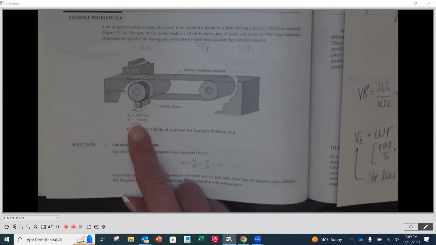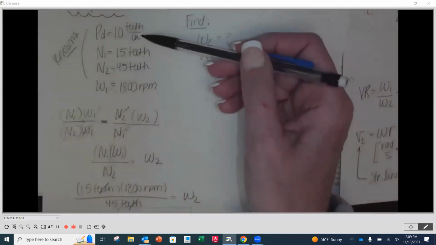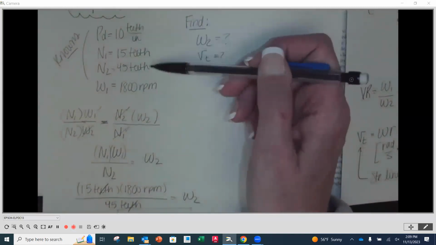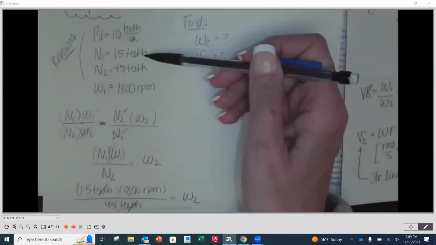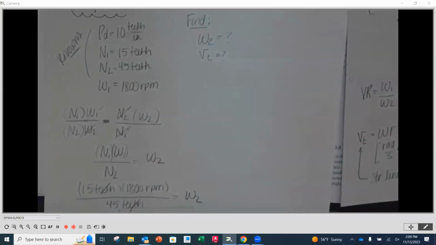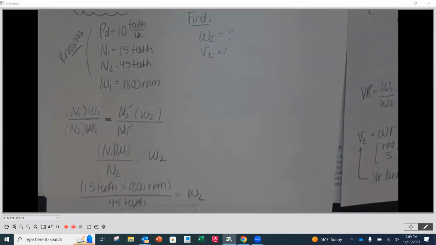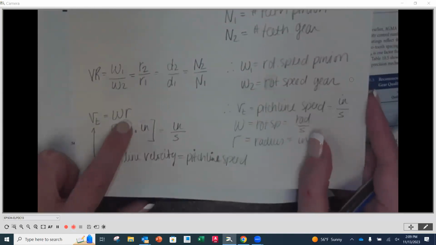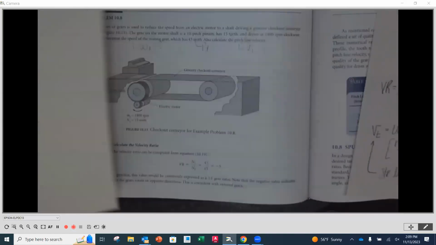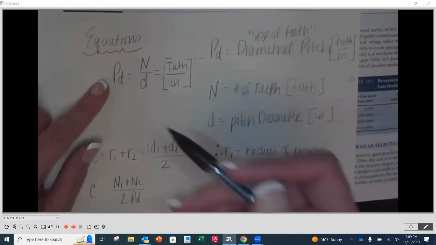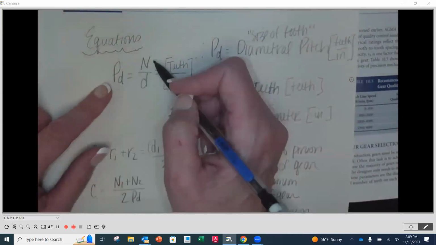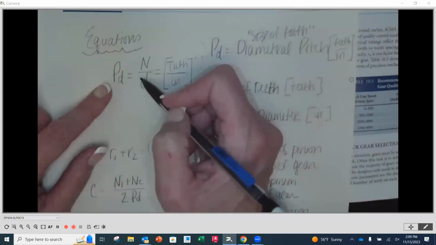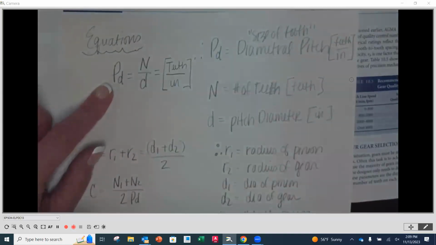Can I calculate teeth? I know the diametral pitch, the number of teeth, and how fast it's going, but I don't have the radius for this equation. Can I find it? Yeah, I can. If I go all the way back up to the top, I know the diametral pitch and the number of teeth on that pinion. I can calculate its diameter, and half of that gives me the radius. So that's what we have to do next.